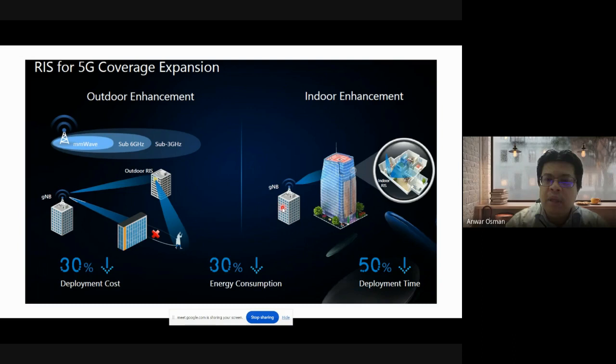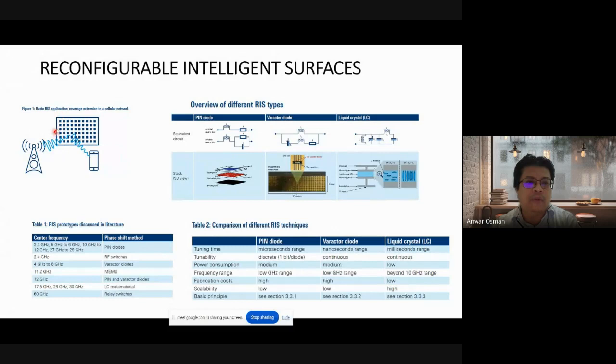And then RIS can also be used indoors, right? A lot of the problem with 5G right now is that there's not much indoor coverage. Outdoors, yes, you have the public network, but when you go indoors, you lose the 5G. So one of the things you can do to enhance indoor coverage is to use the RIS capability. Okay, so this is how a basic RIS works. We have the device here, right?